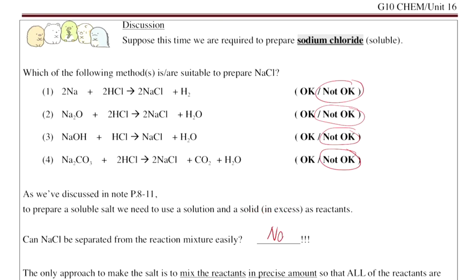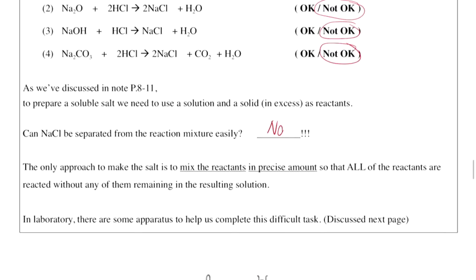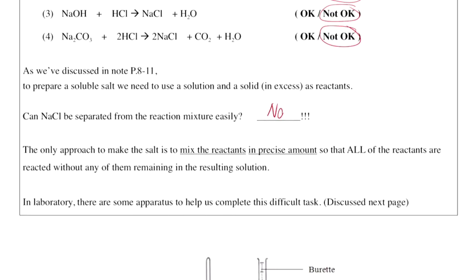So here, the only approach is to make the salt, that is, to mix a reaction in precise amounts. So we will have nothing left of the reactants. We will use just the right amount of reactants to make the salt, so no unreacted reactants are left in the mixture. So we don't need to worry about separating it from the reactant mixture.